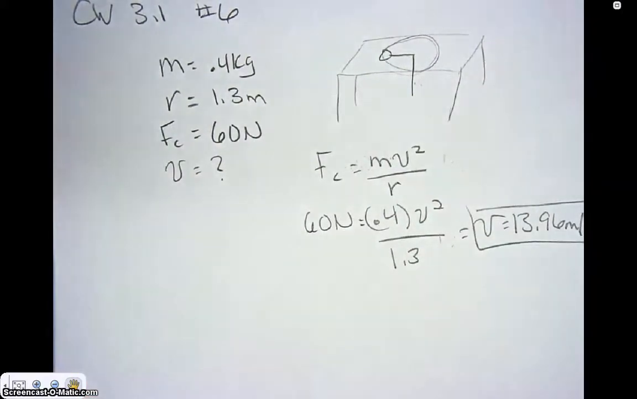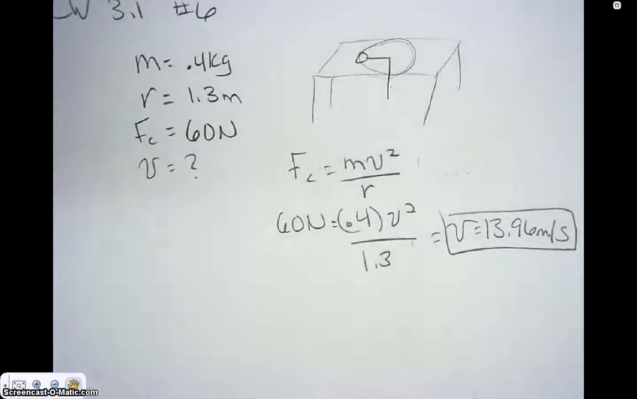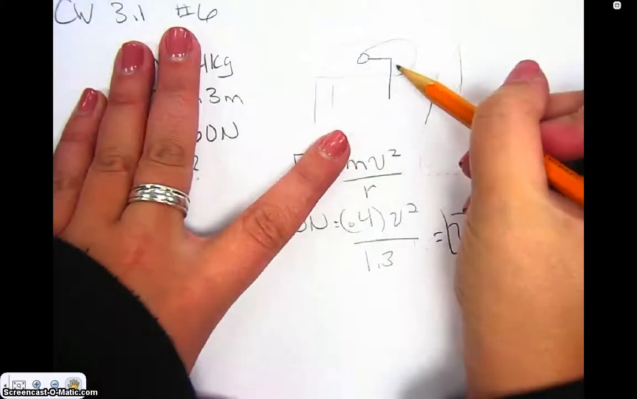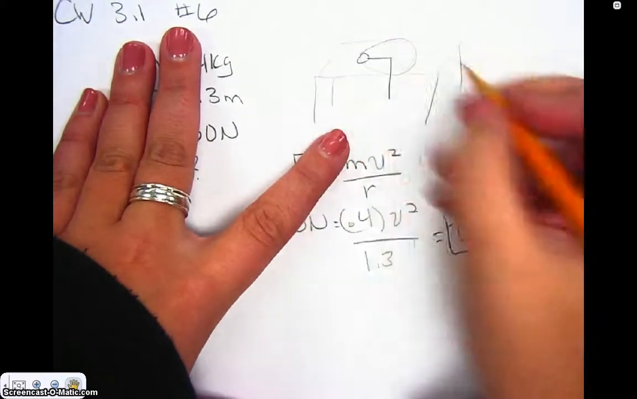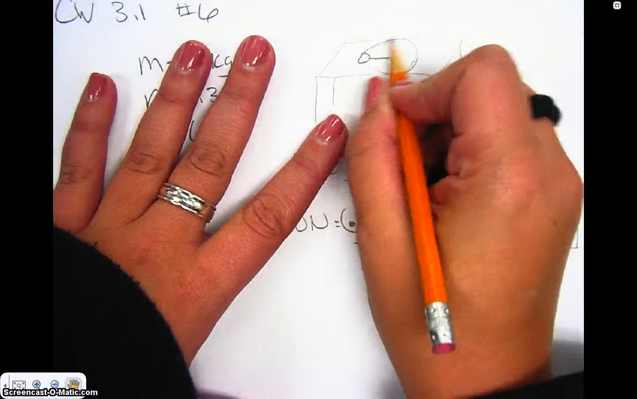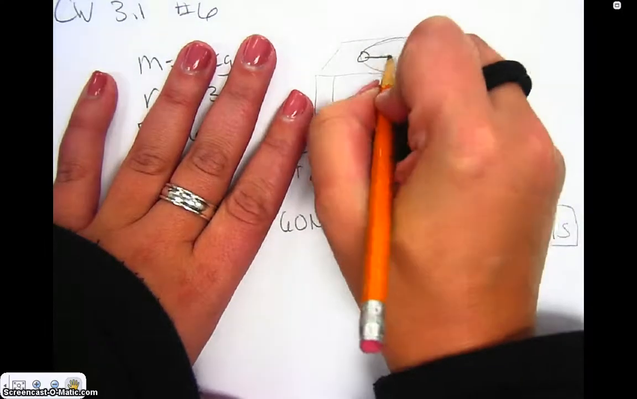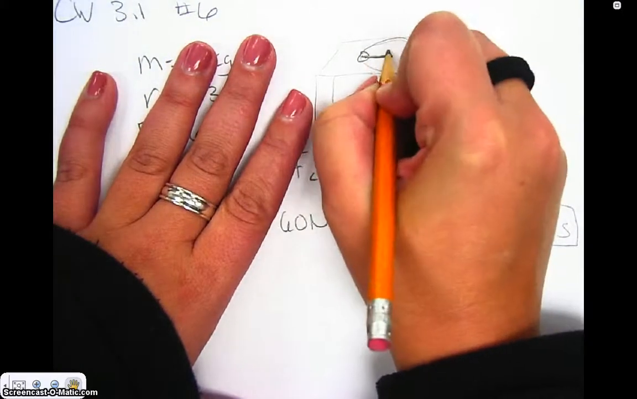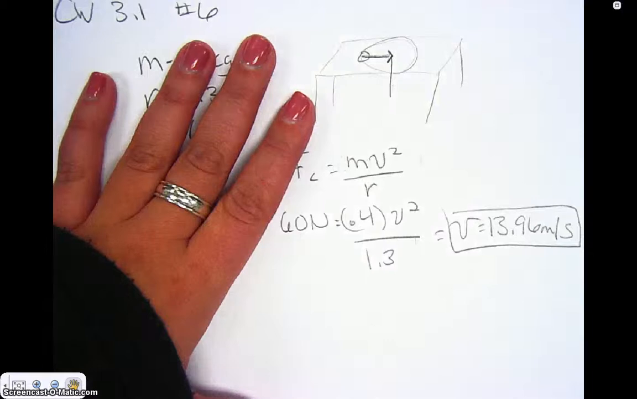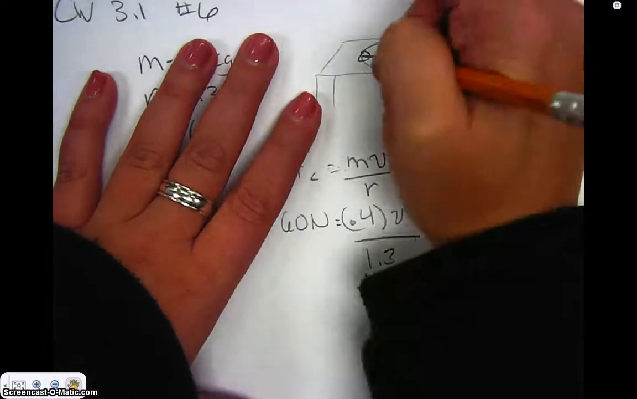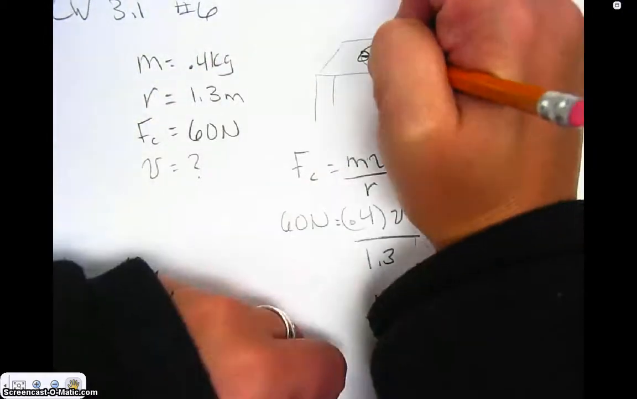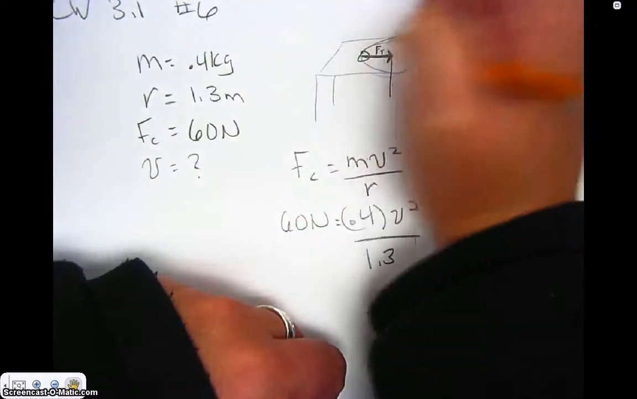Now the next part of the question is pretty interesting. It asks how your answer would be affected if there was friction. Really what we've got to do is look at our picture and think about what force is causing this thing to turn. The force causing it to turn is the inward force, the centripetal force, which is the force due to tension.